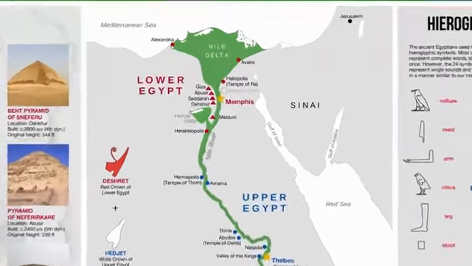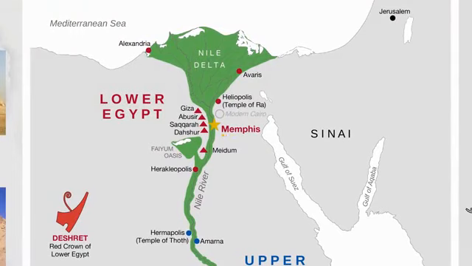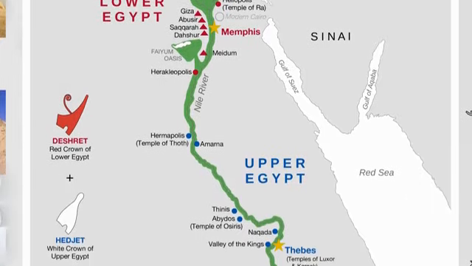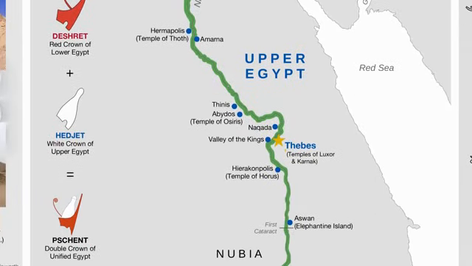The main city in Lower Egypt was Memphis, located near modern-day Cairo. Most of the large pyramids that we associate with ancient Egypt are located in this area. The main city in Upper Egypt was Thebes, near modern-day Luxor. You won't find any pyramids near Luxor, however, this is the area in which the famous Valley of the Kings is located, where King Tut's tomb was found.